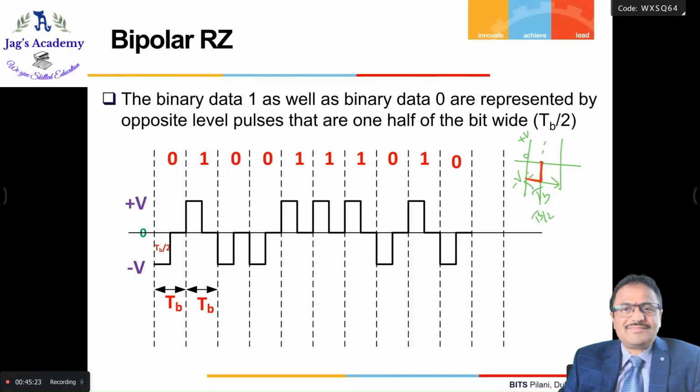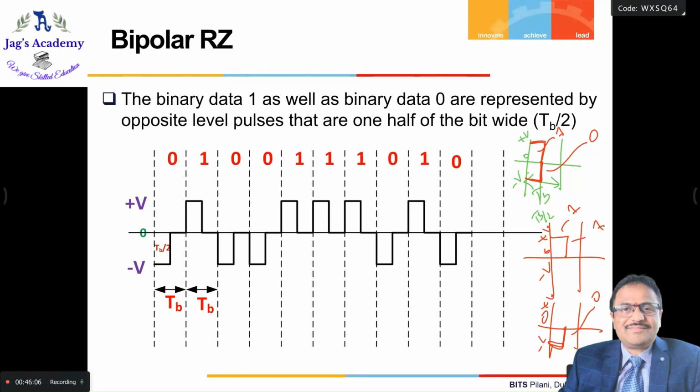Now, this is for bit 0. Can you guess what will be for bit 1? This is for bit 1. See, this is TB. This is 0, plus volt, 0, minus volt, plus volt, 0, minus volt. This is bit 0, and this is bit 1.